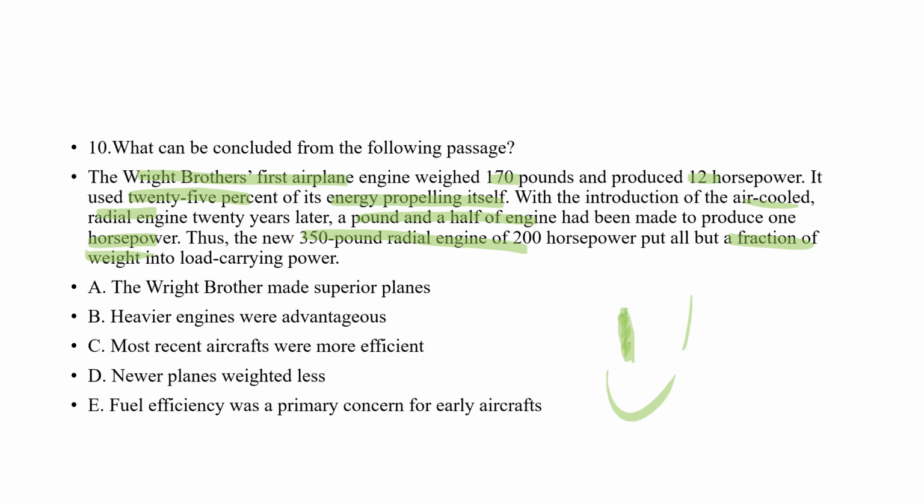Let's see the last one. Newer planes weighed less. No, because the engine is still 350 rather than 170. They just produce different horsepowers, so it's something to pay attention to right there. Fuel efficiency was a primary concern for early aircraft. Not once did it ever talk about fuel efficiency. The only time I could see it talking about fuel efficiency is when it says 25% of its energy propelled itself. But other than that, it didn't say anything like that.